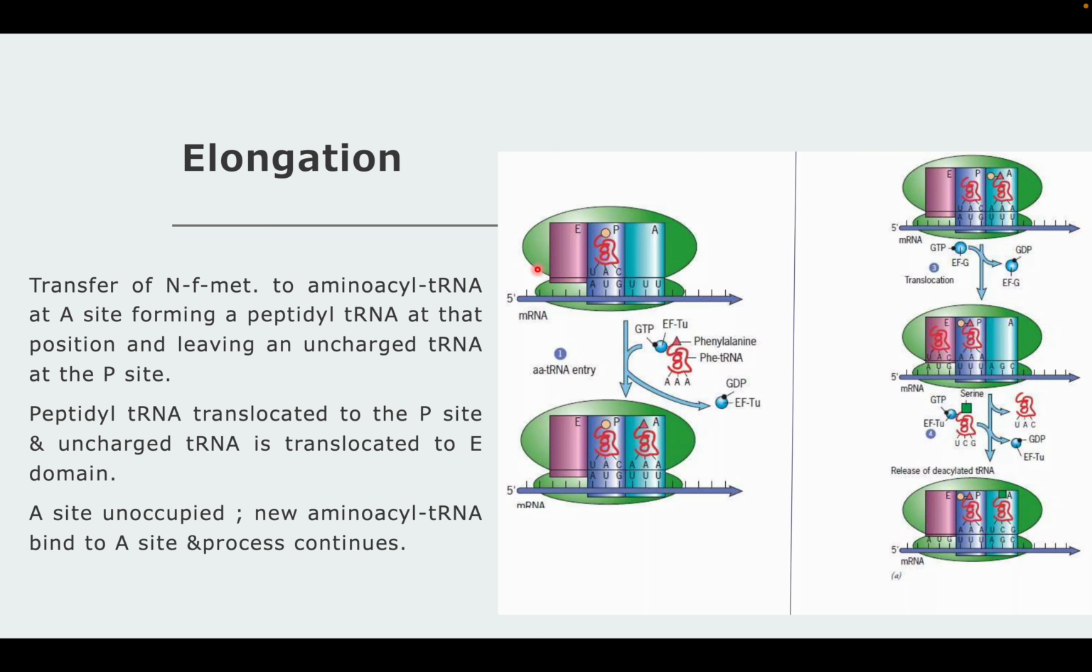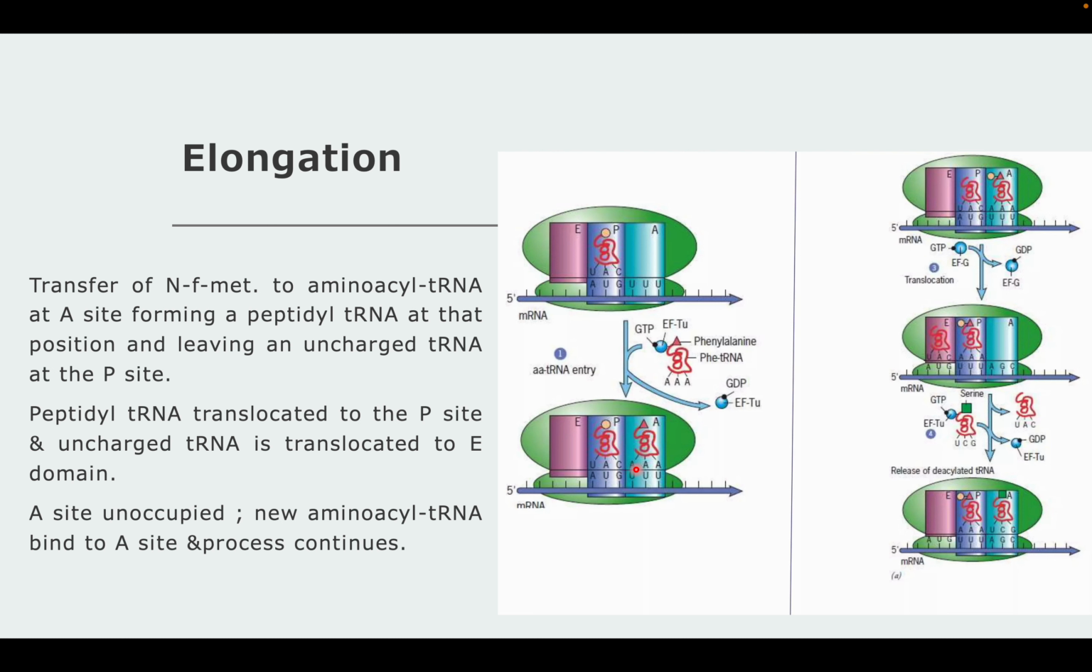So here you see the first tRNA at the P site. The next step is to get this UUU codon, which codes for phenylalanine. So now we have this EF-Tu factor, which is bound to GTP and the tRNA. They come and bind to the A site, and the GTP is hydrolyzed and EF-Tu-GDP is released. So now we have two tRNAs, one at the P site and one at the A site.